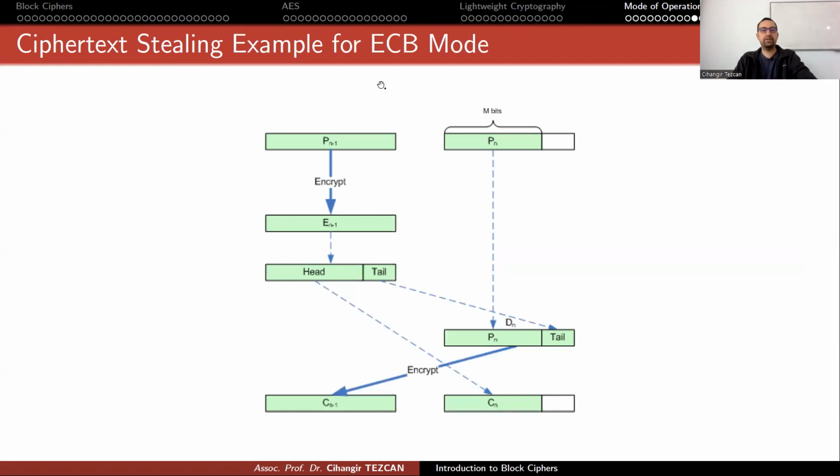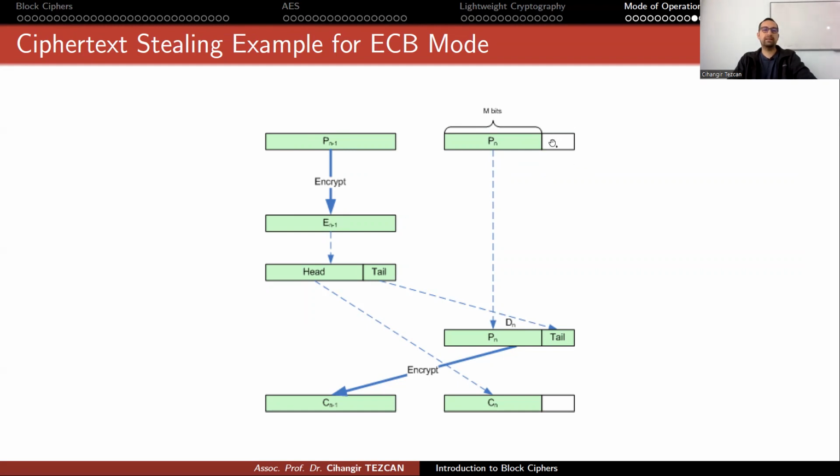So the picture is for ECB mode. For instance, assume that this is your last 2 blocks, and your last block is shorter than the block size, so there's empty place here. So this is m bits, let's say. So what you do is as follows. Encrypt the previous block, obtain the ciphertext.